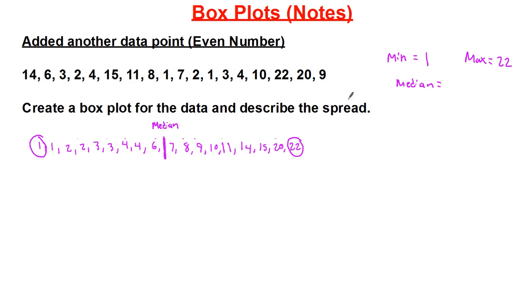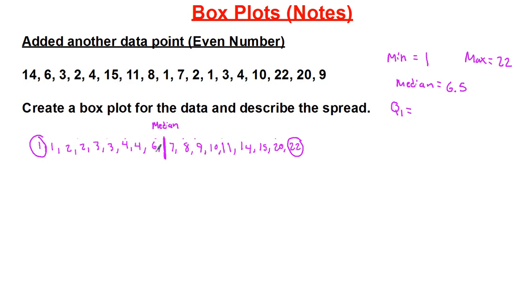Okay, and the median is going to be 6 plus 7, which is equal to 13, divided by 2, which is going to be 6.5. All right, so that would be our median. Now, the median is not included in these numbers, so I could go ahead and count these in order to find our quartiles. So let me go ahead and do quartile 1.